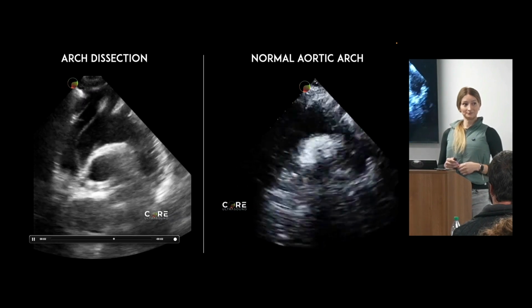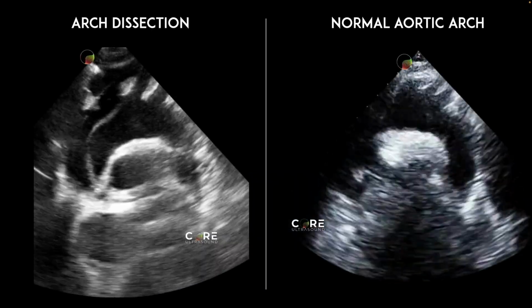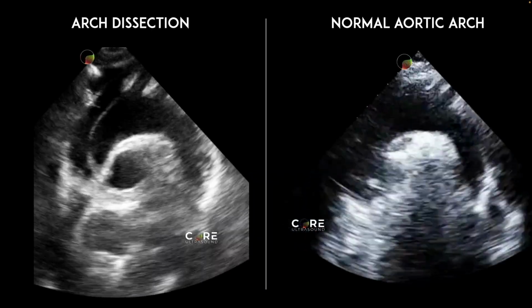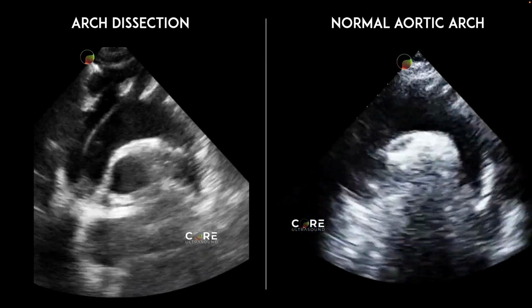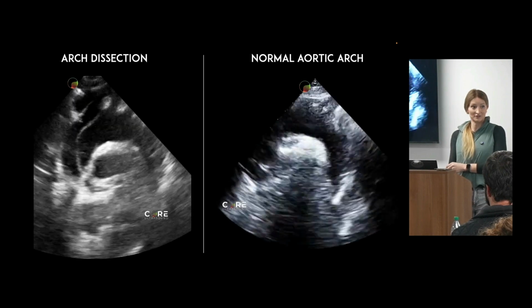This is an arch dissection. Pretty satisfying view to obtain. It's horrible for the person, but there's not too much else, right? There are no valves in the aorta. If you see anything mobile in the aorta, assume it's a dissection.